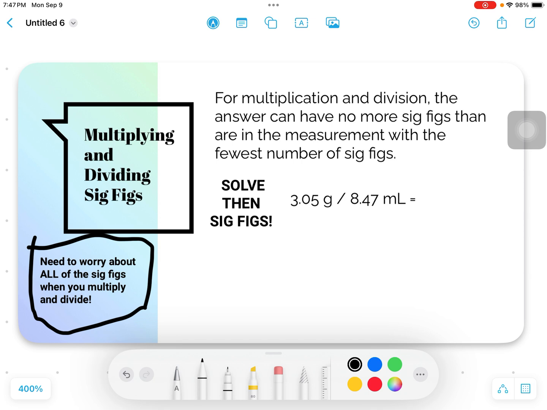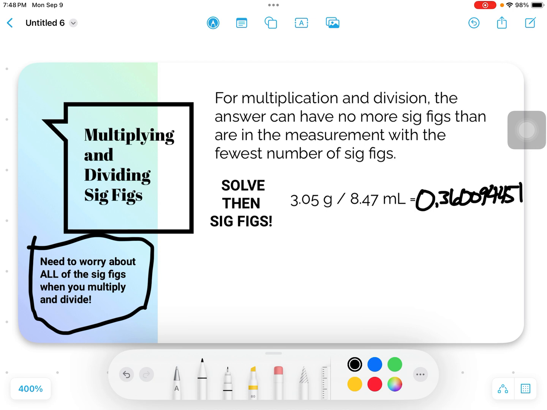So what we're going to do is take 3.05 divided by 8.47. Hit equals, and you're going to get a number of 0.3600944451. Again, I suggest you write it all out to make your life a little easier, so you don't have to worry about how many sig figs you need to go to and whether you have enough digits. You just treat it as normal.